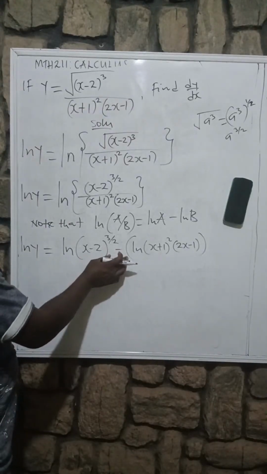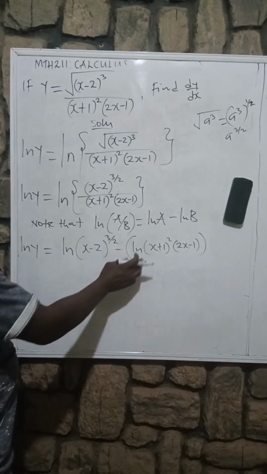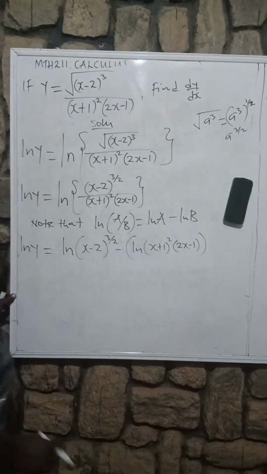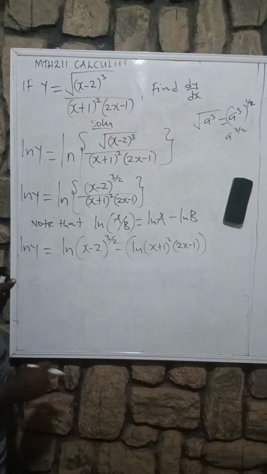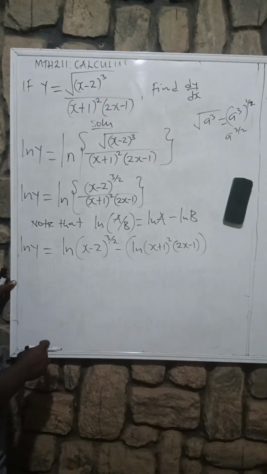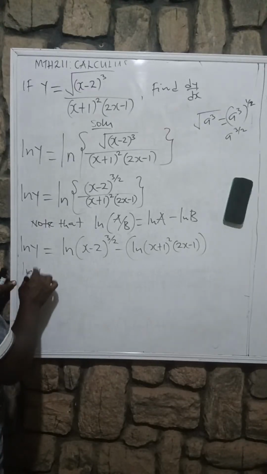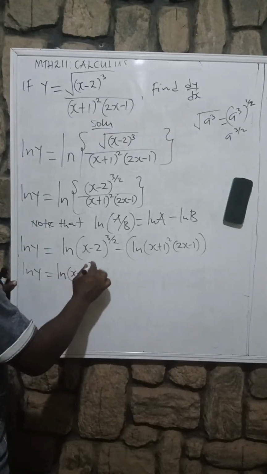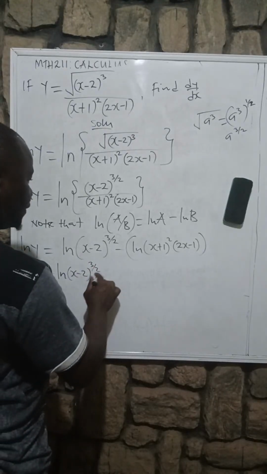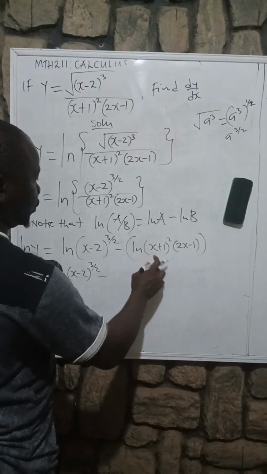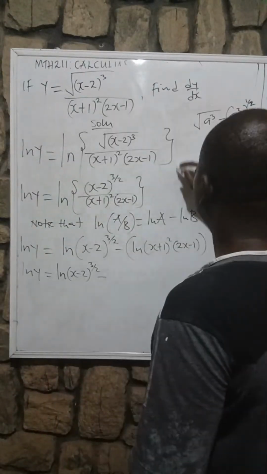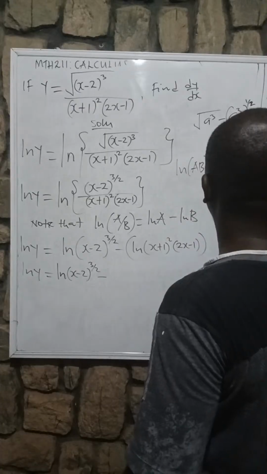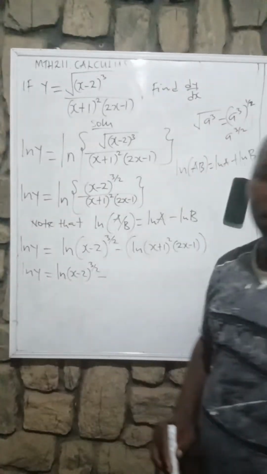You know why I put this bracket? It's because of this negative sign. Because we are still going to introduce another law here. True or false? Look at it. We introduce another law here. Okay? So ln y will now be equal to ln of (x minus 2) raised to the power of 3 over 2. Then minus, here we are going to use the first law. If we have ln AB, this is equal to ln A plus ln what? B. True or false?